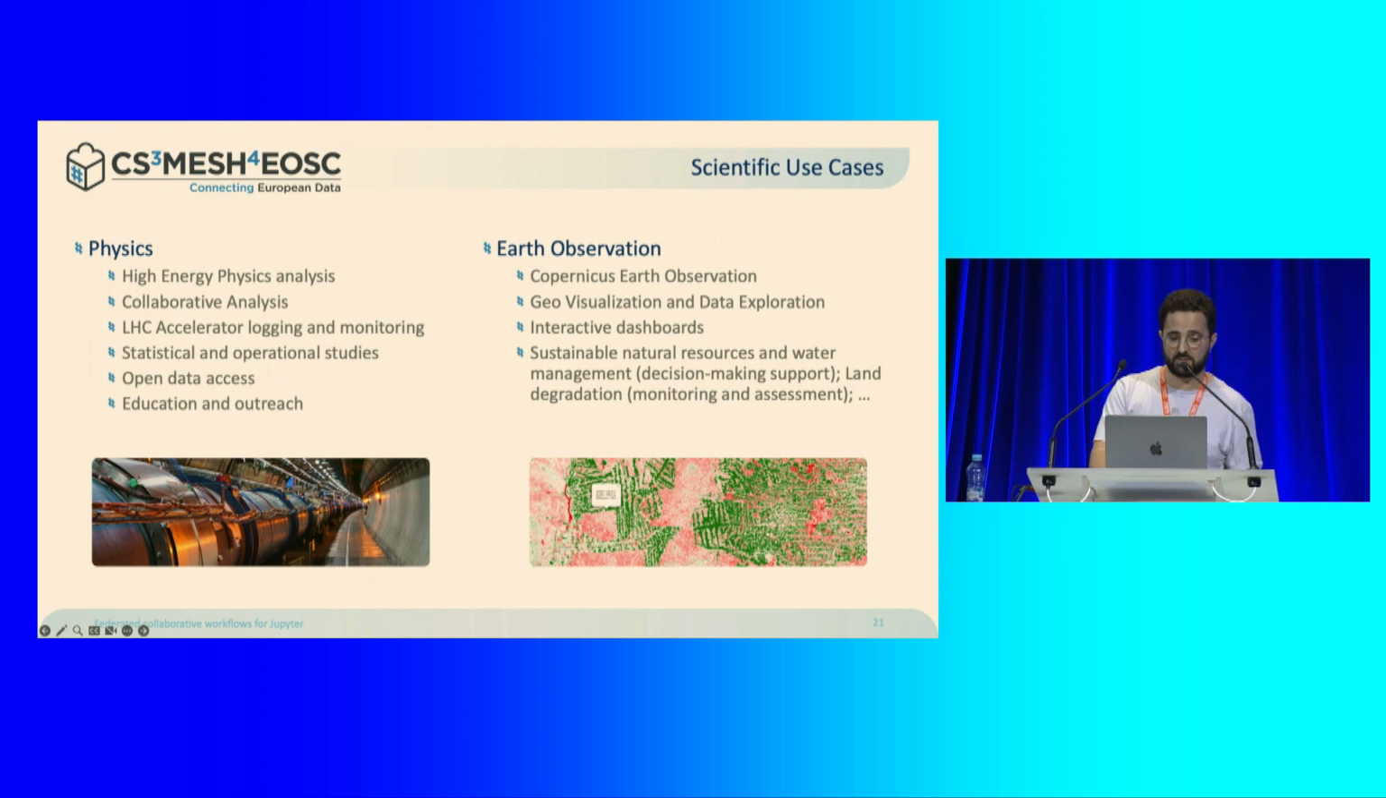But just before that, so that you have an idea of why we use Jupyter in this project, we have many use cases, but the two bigger ones are related to physics, so the CERN use cases: anything related to high energy physics analysis and collaborative analysis is very important for us as well. You might be interested to know that people who control the LHC are using Jupyter to know how the system is working and to debug issues with the machine itself. Education and outreach is also very important to us.